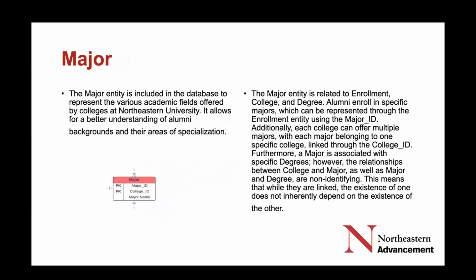Most student alumni can enroll in one or many courses in that major. The basic thing is that this major has the major ID, which is the primary key, and it has a college ID, which is a foreign key, and the major name. At the same time, this major has a link with degree. So one major can have one or many degrees.